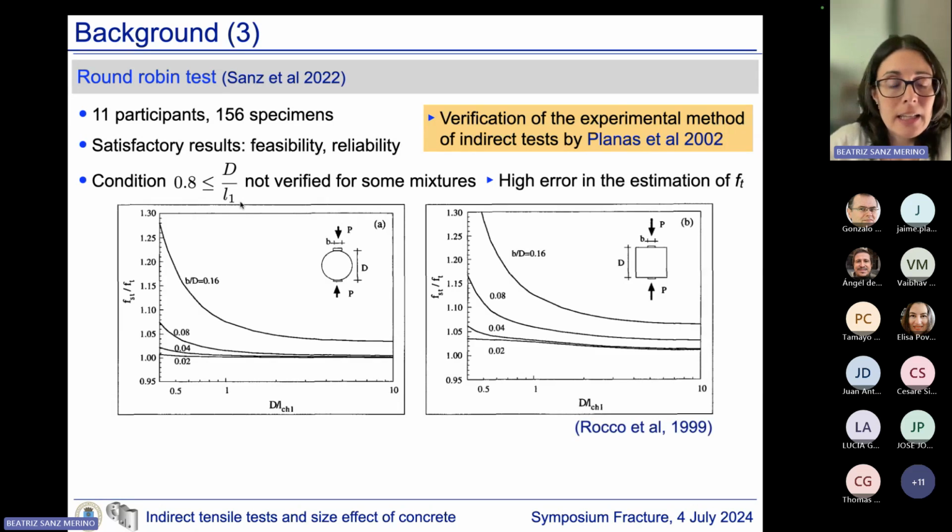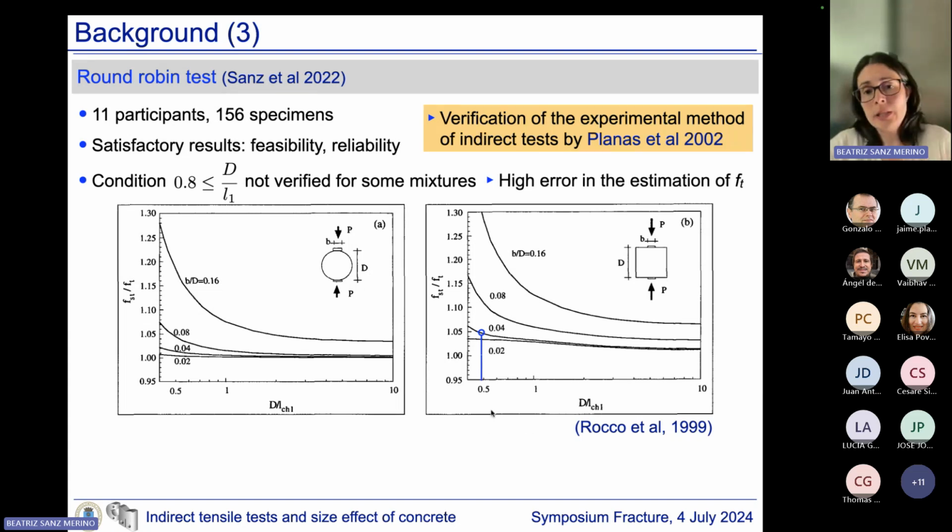If we see now here the size effect curves proposed by Rocco et al., those were obtained from computations, and here we have the two graphs for cylindrical and for cubic specimens. The same effect that, as I commented before, occurs for the cubes: the error increases as the brittleness increases and as the ratio D/L1 decreases. And in particular, for the experimental values recorded in this work, we are here. For this ratio, it was obtained, and then this condition was not verified.